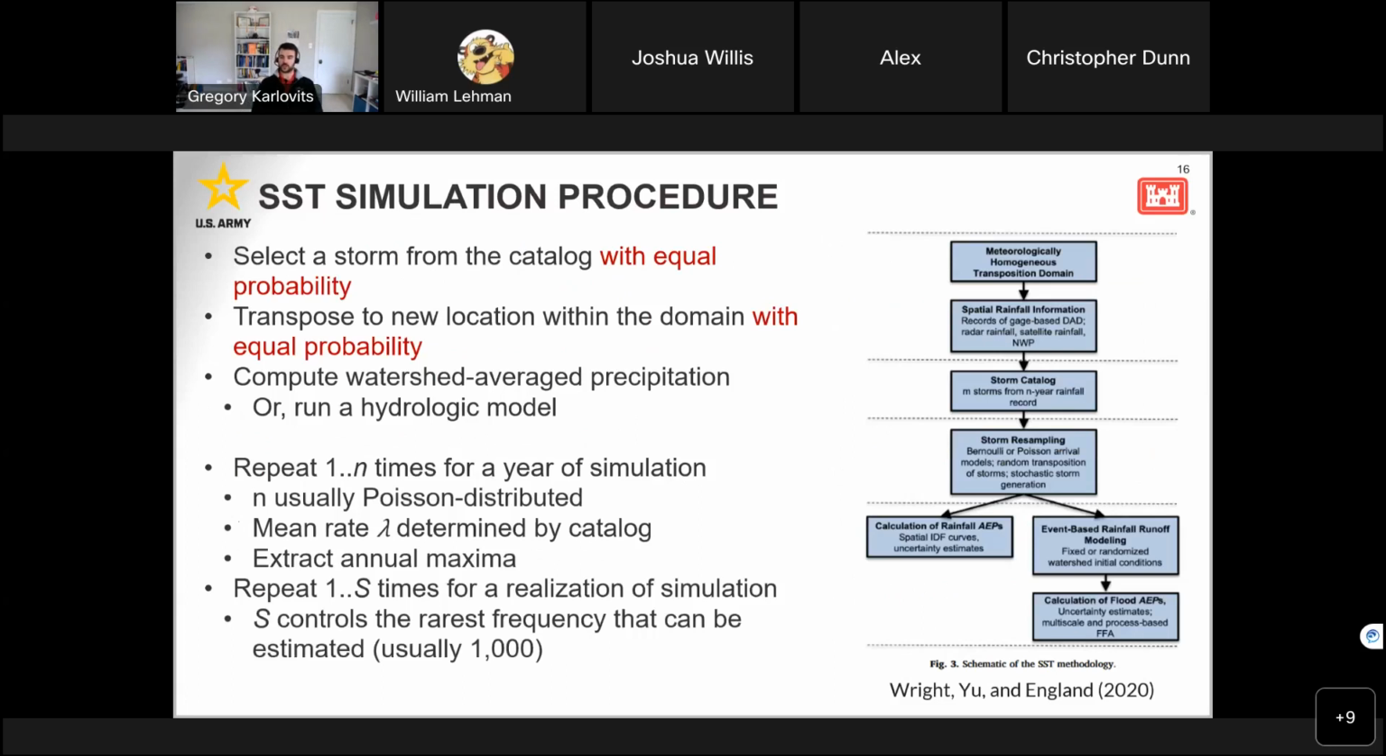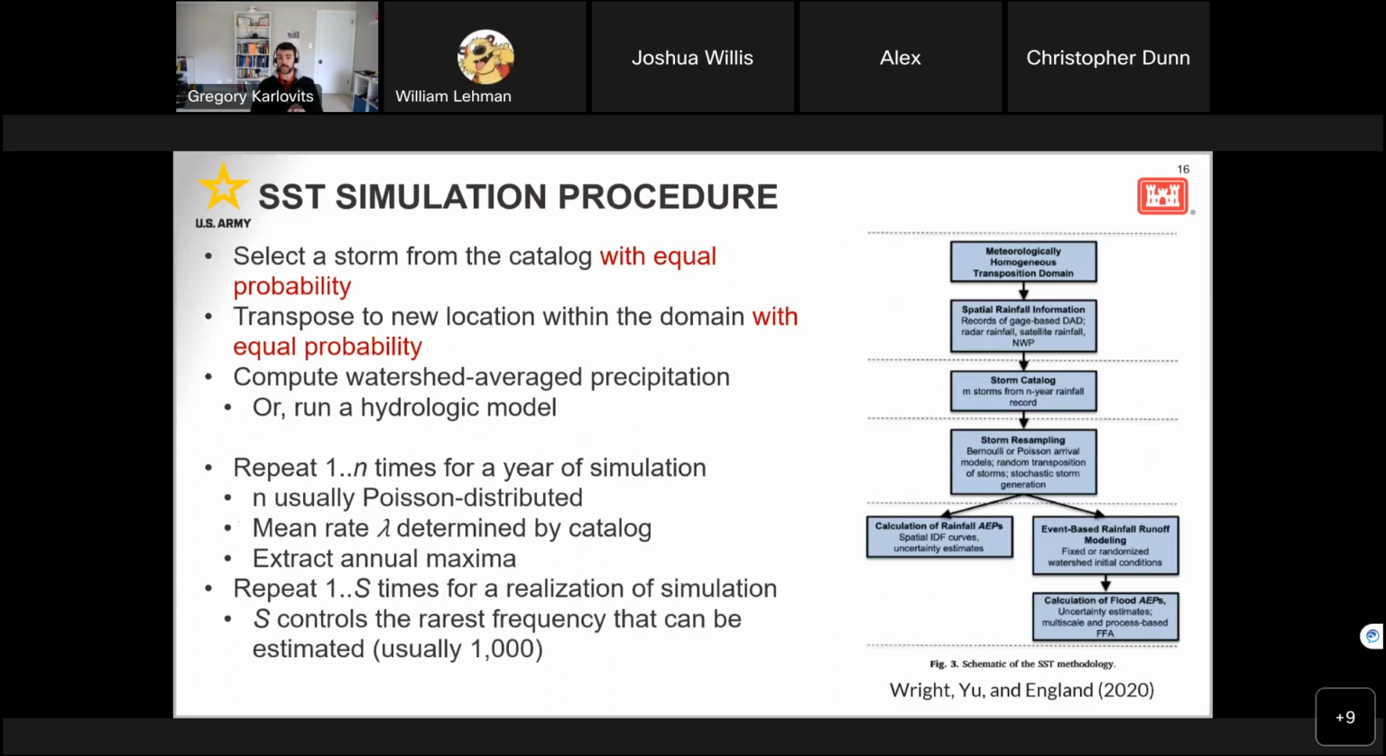So here's the procedure. More flow charts, because I like flow charts. The way this whole thing works is you start by selecting a storm from your catalog with equal probability. So a catalog contains multiple storm events per year, usually from a long period of record. So let's set this number. We'll say there's 400 storms in our catalog. That's a pretty good number. What we do is we select one of those storms from the catalog with equal probability. We're making no assumption about the frequency of any of those events.